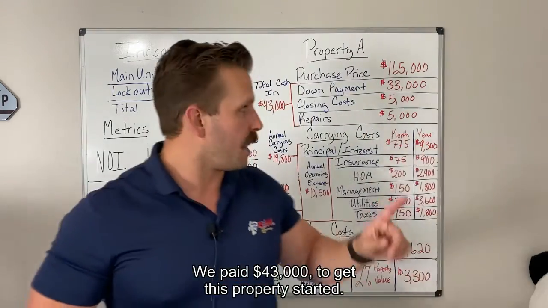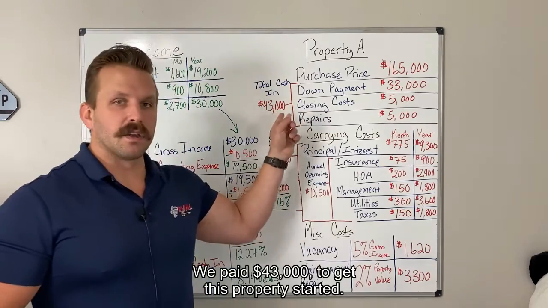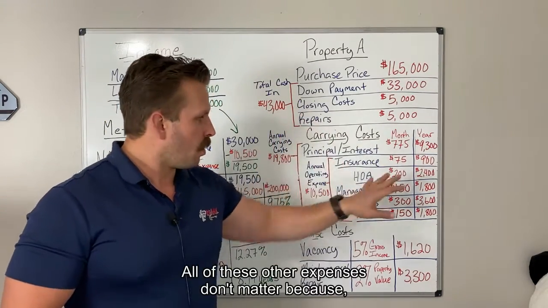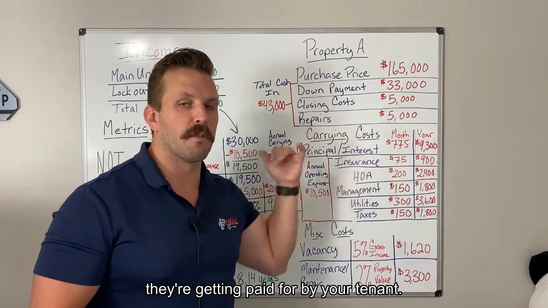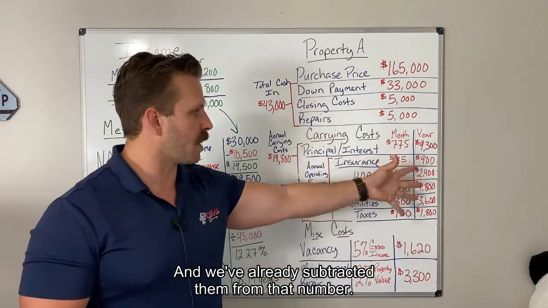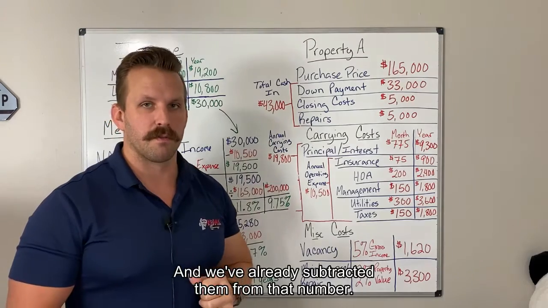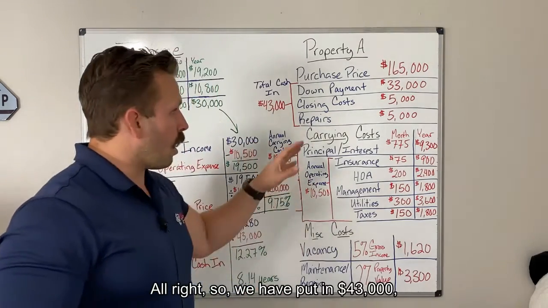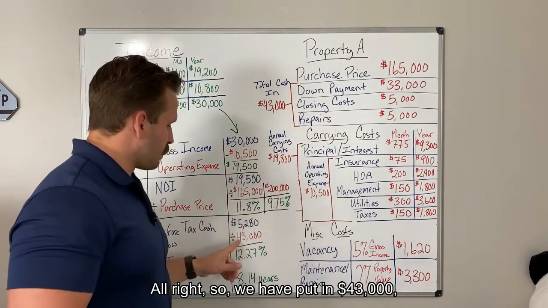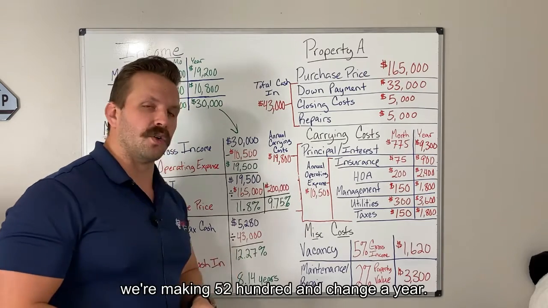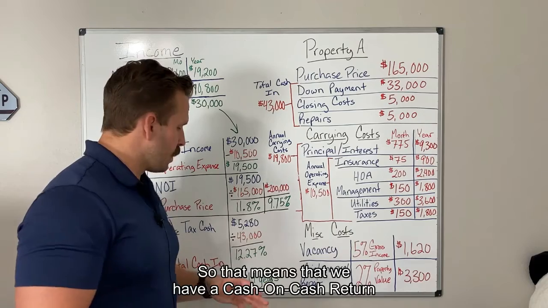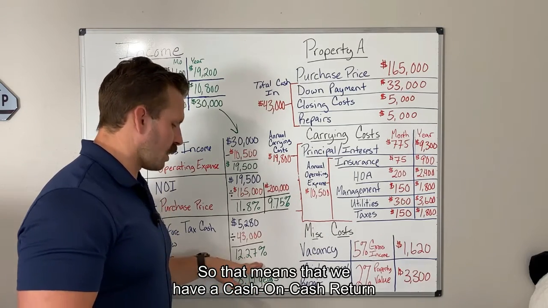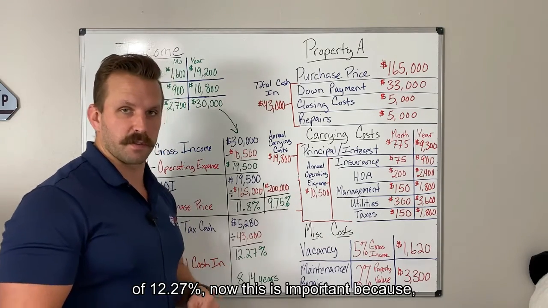All right. Now we take that, and when we bought this property, we didn't pay $165 for it. Remember, we paid $43,000 to get this property started. All of these other expenses don't matter because they're getting paid for by your tenant, and we've already subtracted them from that number. All right. So we have put in $43,000. We're making $5,200 and change a year. So that means that we have a cash on cash return of 12.27%.